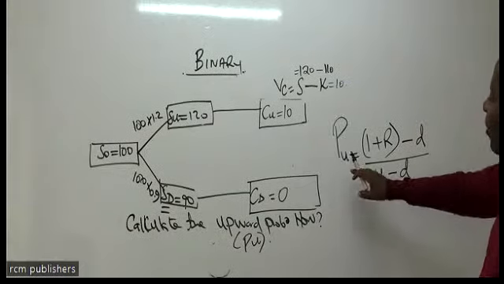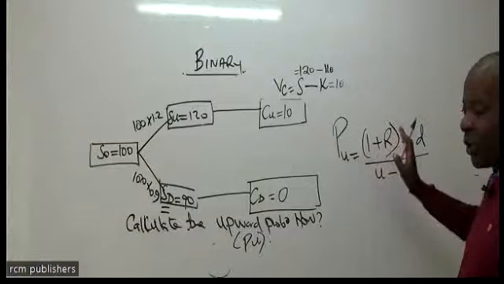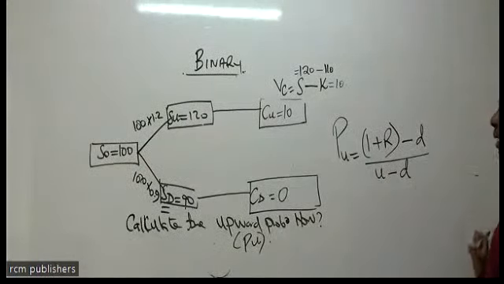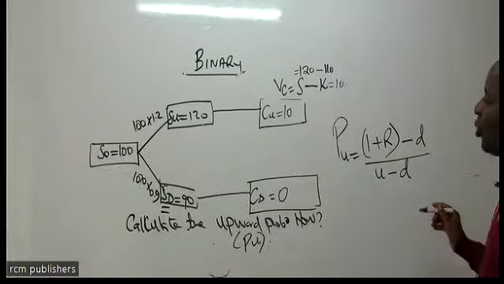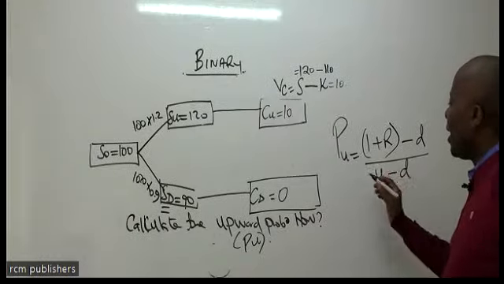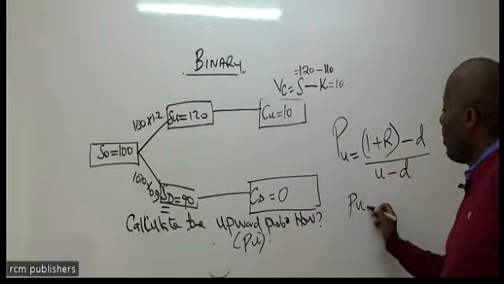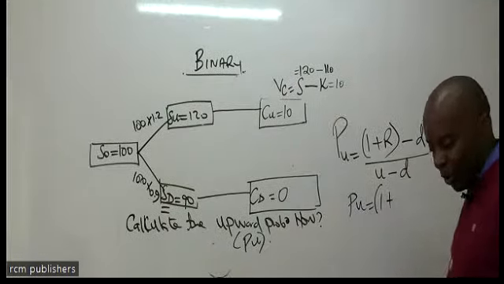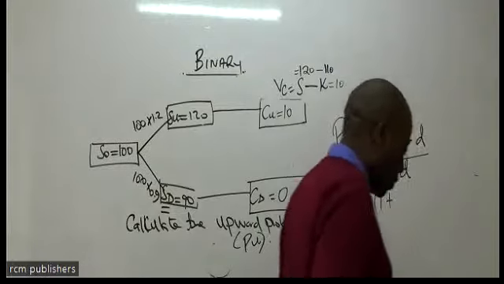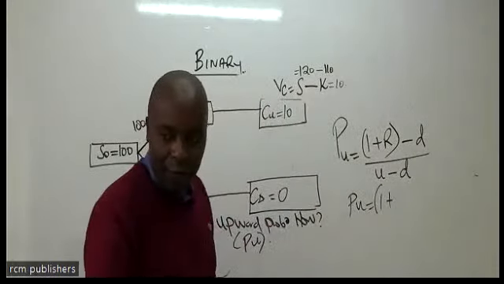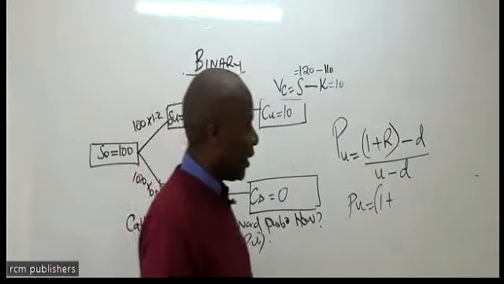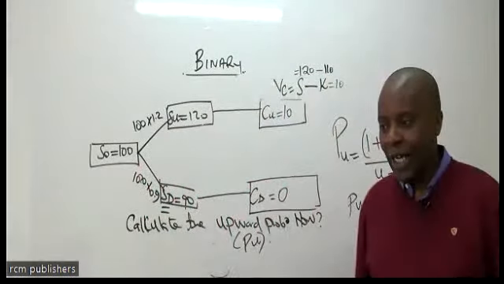So in this case here, the upward probability, you have to cram this formula. It is 1 plus R minus the down index, all over U minus the down index. So then what do we have, ladies and gentlemen? My PU will be equal to 1 plus the risk-free rate. Are you able to remember the risk-free rate of return, you good students?